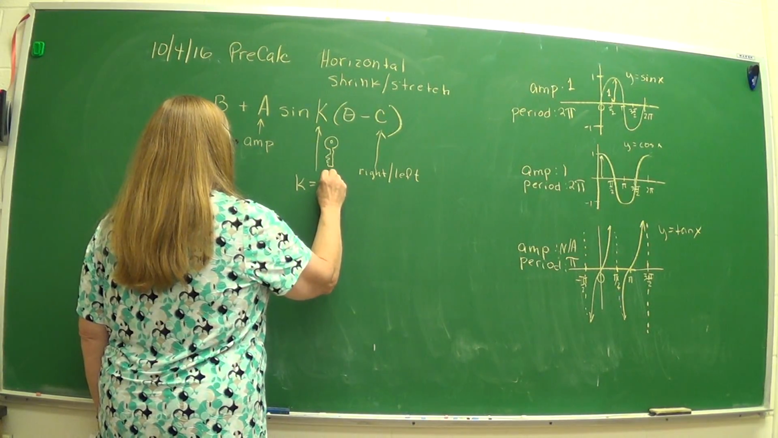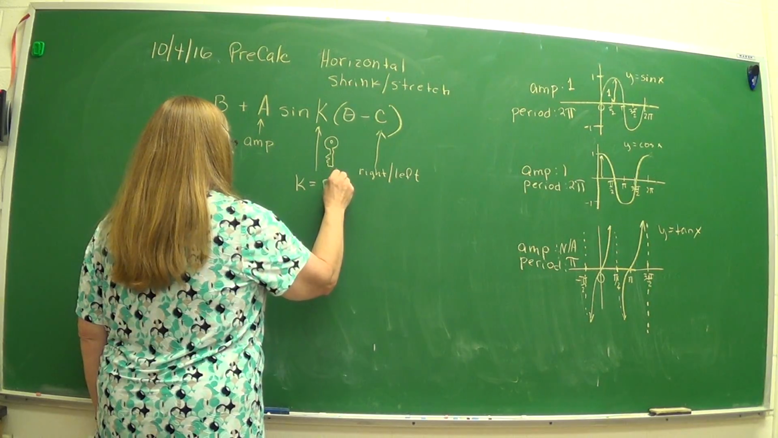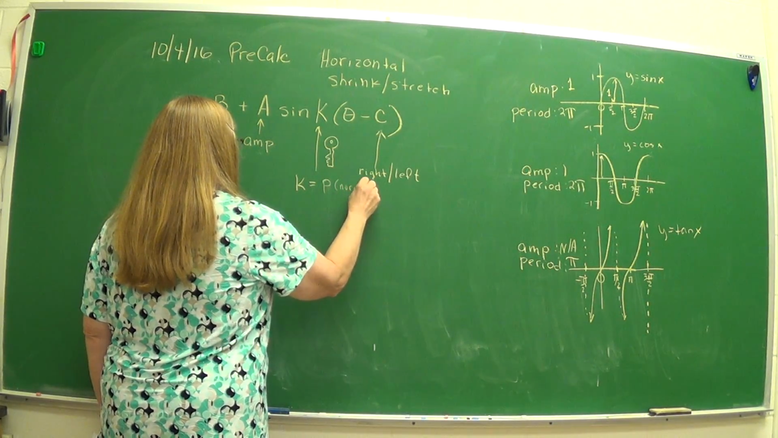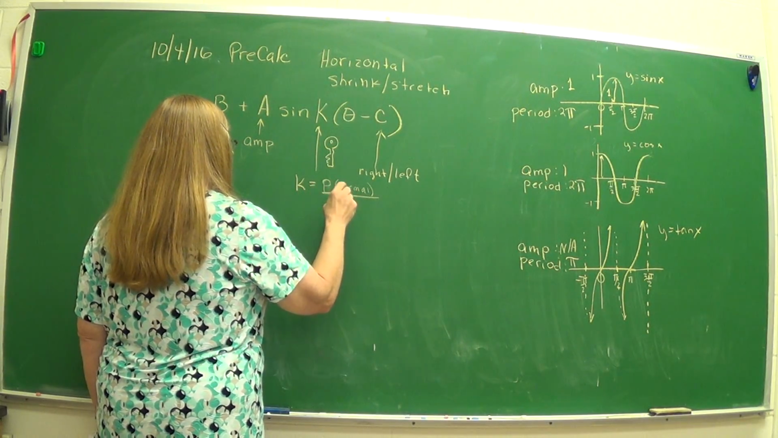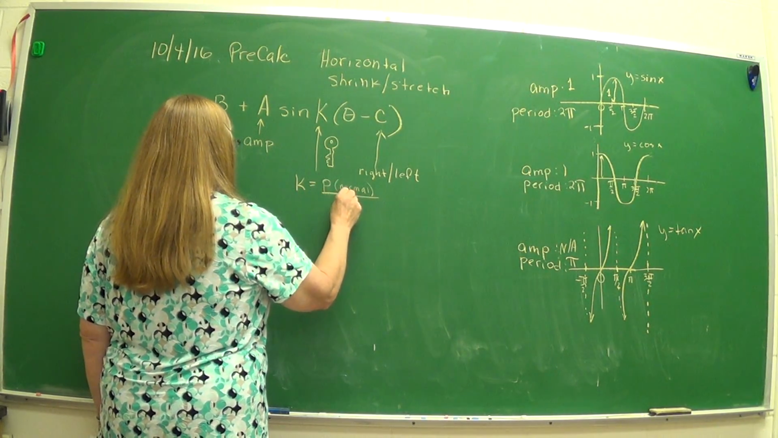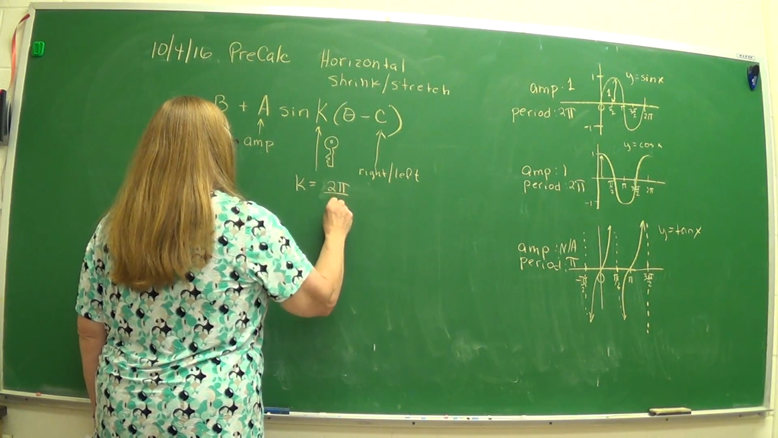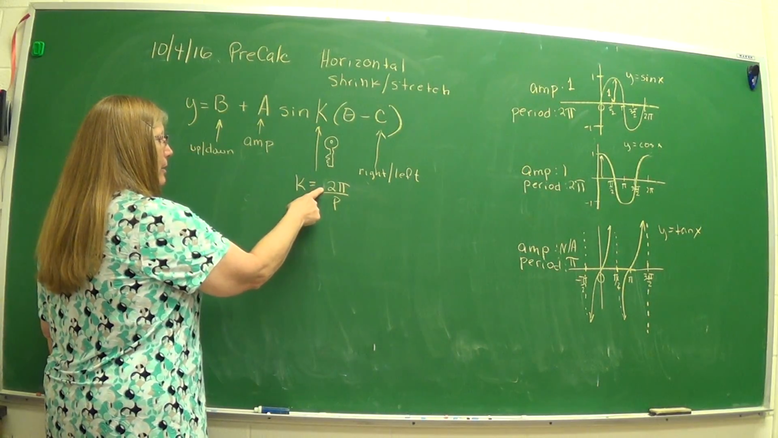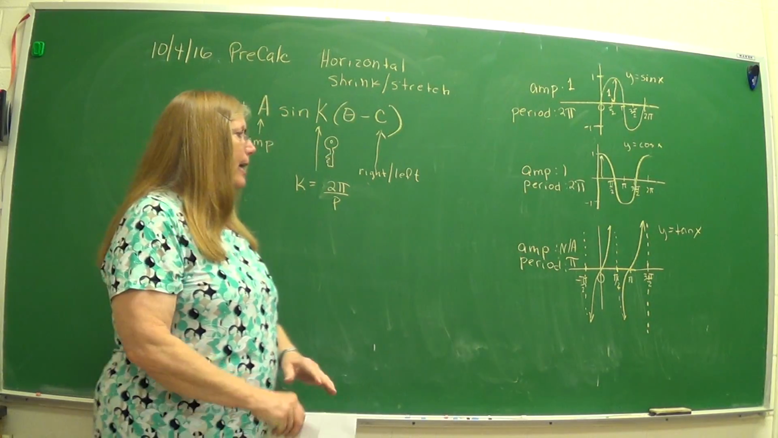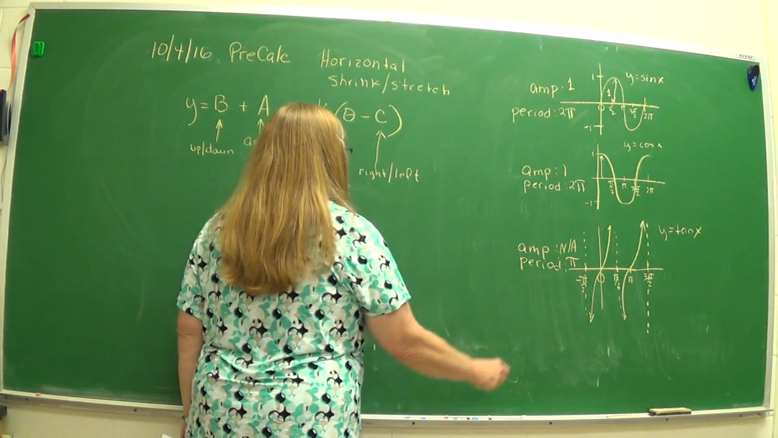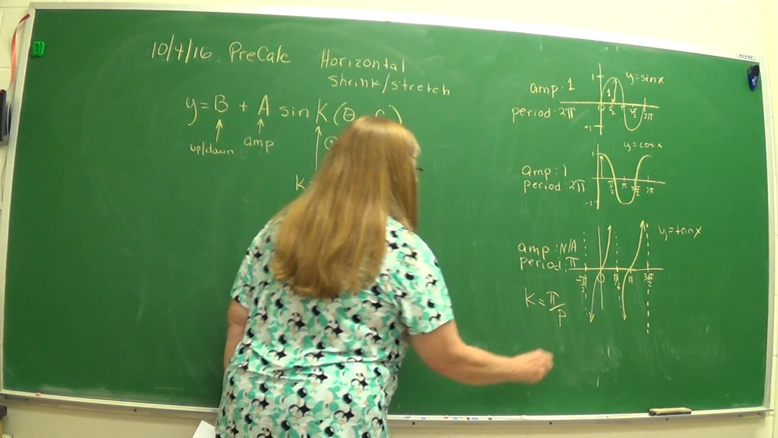It is always going to be K equals the normal period divided by the new period. We'll say it's 2 pi divided by the period, where 2 pi is the normal period. That means we're talking about sine or cosine. However, if we're talking about tangent, K equals pi divided by the period.